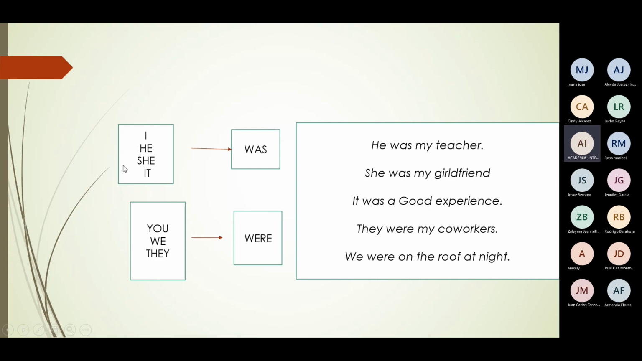So, we are going to use was with these personal pronouns. I, he, she, and it. You, we, they. It would be were. Sería con la palabra were. ¿Cómo lo podemos aprender? Nada más, como dijeron. So, if we practice just a little bit more, we are going to get it. Lo vamos a aprender, ¿verdad?